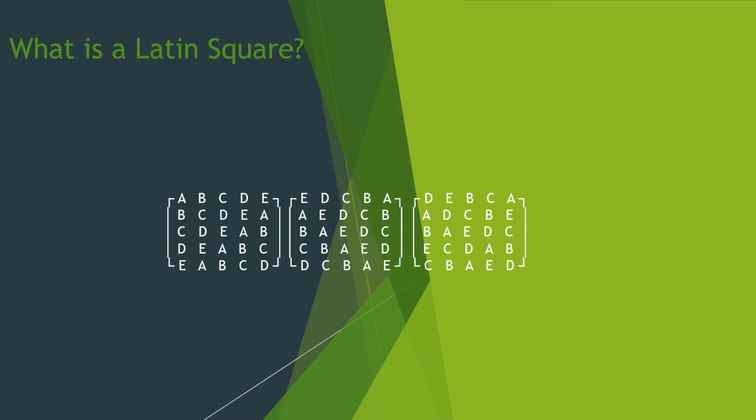The actual layout of the square is a square, with n-squared number of cells. Ideally, we would want to avoid using smaller Latin squares because they would limit the number of degrees of freedom available. Pictured here are three permutations of the same square.